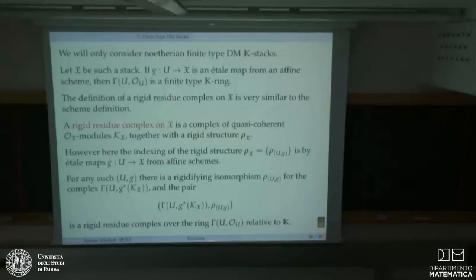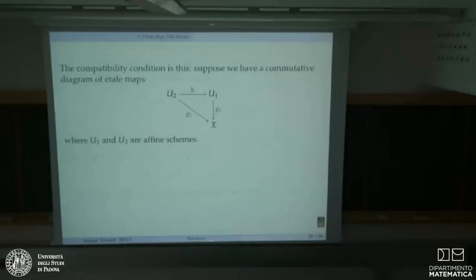And then we want some kind of interaction between them to make it sensible. The interaction is as follows. Suppose we have a commutative diagram. U1 and U2 are these affine schemes, G1 and G2 are étale maps into X, and this is a diagram. So I guess H also has to be étale.